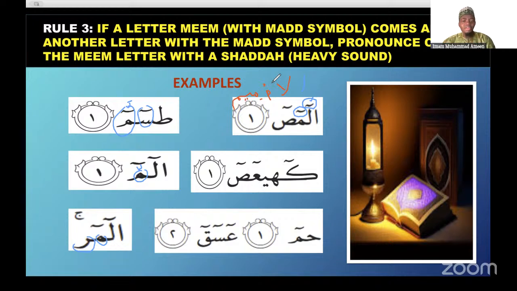Pronunciation. Alif. Lam. Meem, right? And everything goes the same way here. And so, just a rule of thumb, these are the three rules of pronouncing Huruf al-Muqatta'a. And anywhere you see the Huruf al-Muqatta'a, at this point right now, you should know how to pronounce them perfectly with the right rules of Tajweed.